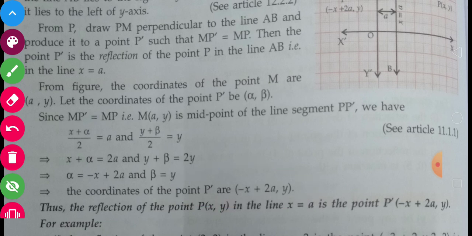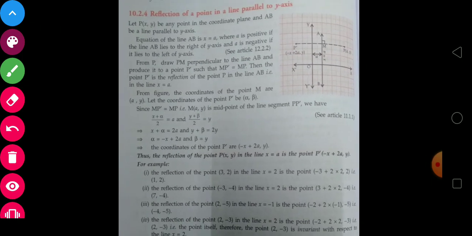So the reflection of the point P x comma y is in the line x equal to a. Why x equal to a? This distance, this distance is a. Okay, that is x is equal to a. The coordinates are minus x plus 2a comma y. Okay, so this is the basics of this reflection along the x-axis and y-axis. Also when you have a line which is parallel to the x-axis and y-axis, this is how we find the coordinate of that point, that is the image.